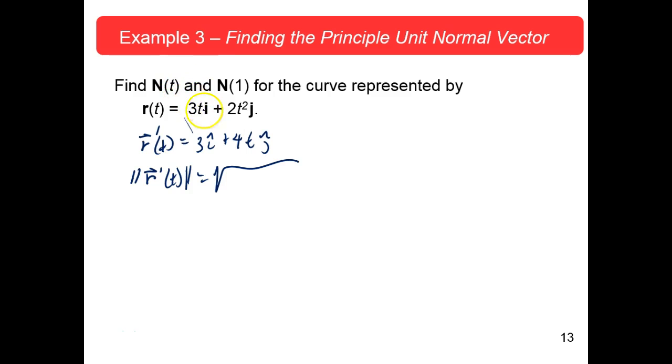Help me. 9 plus 16t squared. Okay. Now, what do those give us? That gives you the unit tangent vector. Okay? And what would that be?